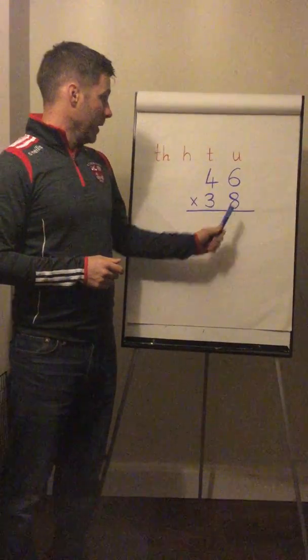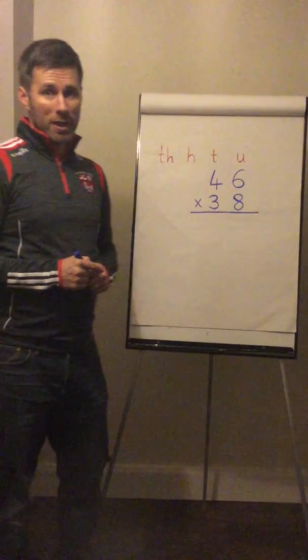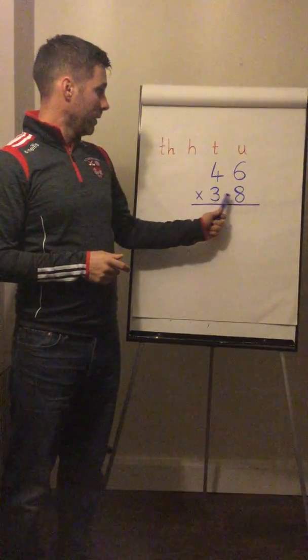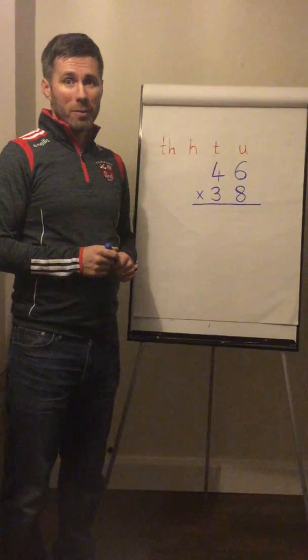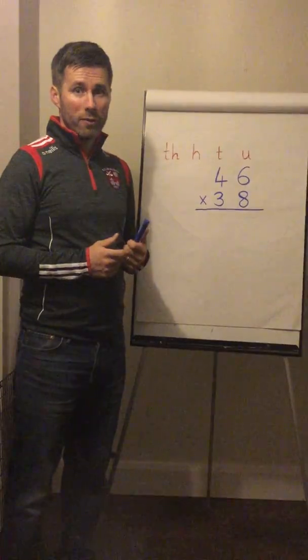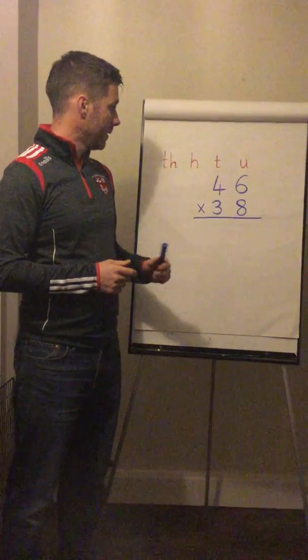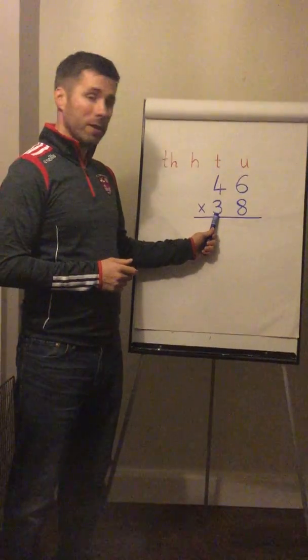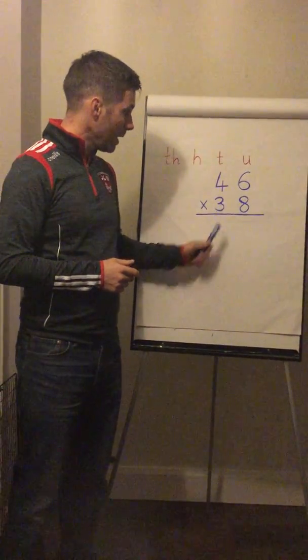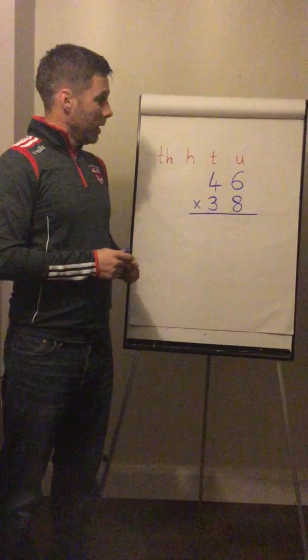46 multiplied by 38, a 2-digit number multiplied by a 2-digit number, so it's long multiplication. Here 38 is my multiplier. I want to make 46 38 times bigger. So essentially I'm going to have to do two multiplication sums: 8 by 46 and 30 by 46. So we'll start with the smaller multiplier, that's our 8, our units here.